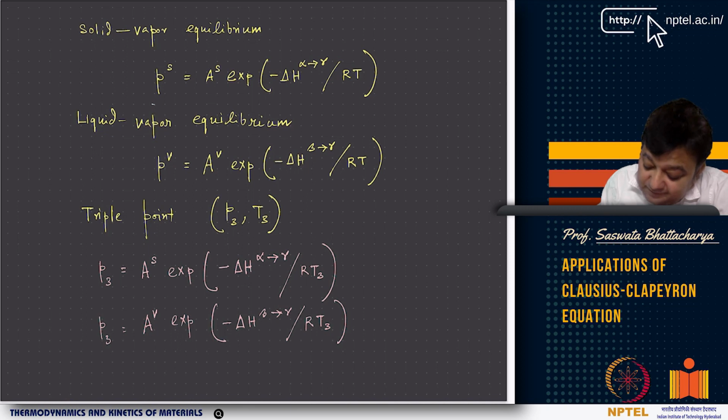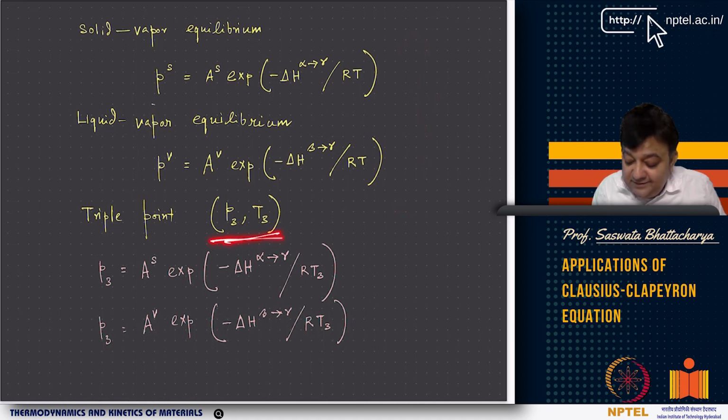Here it is liquid to vapor, so it is PV and this is AV. I am just using some coefficient here and some subscript to distinguish between this equation and this equation. The main distinction is that this is delta H alpha to gamma, and here it is delta H beta to gamma. Now at the triple point, P3 and T3, both these equations are satisfied.